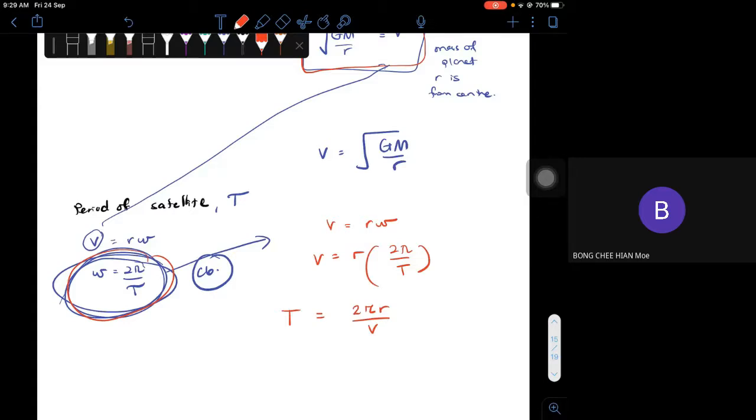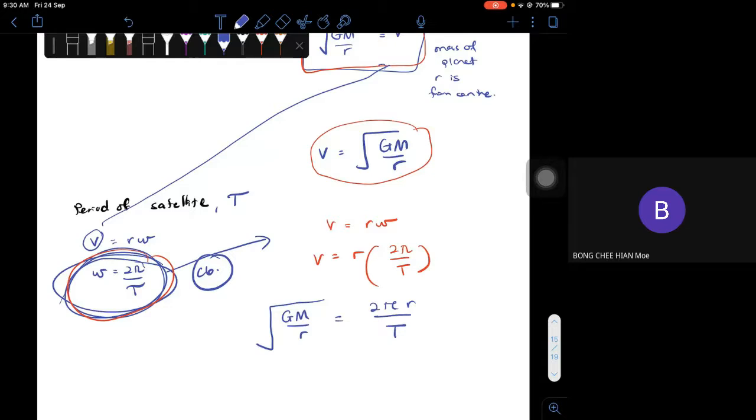Oh no. Padam balik. Miss tak nak buat macam ni. Kamu tulis macam ni dulu. Miss nak buat macam ni. So Miss tahu ni sama dengan ni kan. So Miss akan letak kat sini: GM over R is equals to 2 pi R over T. Because I want T. Okay.